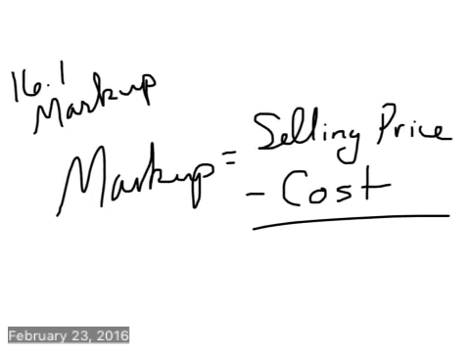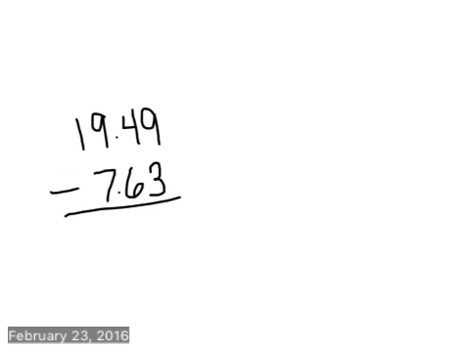So on something like number one, it says the selling price is $19.49. So I have $19.49 as my selling price, but it costs the store or company $7.63 to buy it from the manufacturer. How much money did they make? They find the markup. So again, all we're going to do is subtract. And when I subtract that, I get $11.86. So you found the markup.